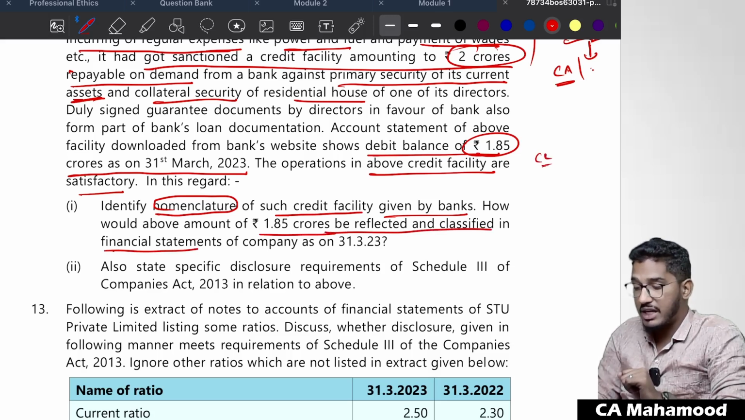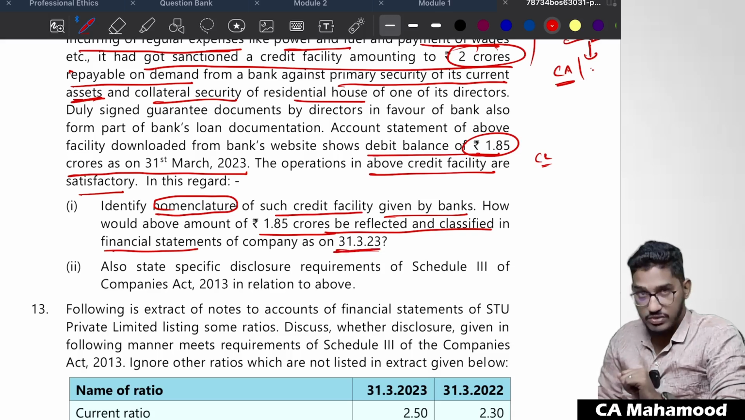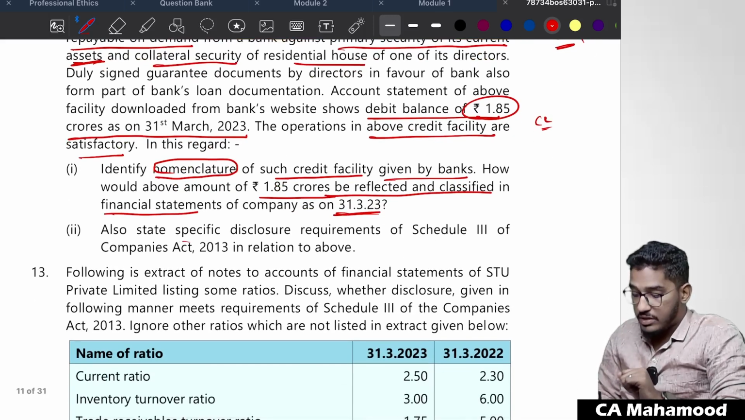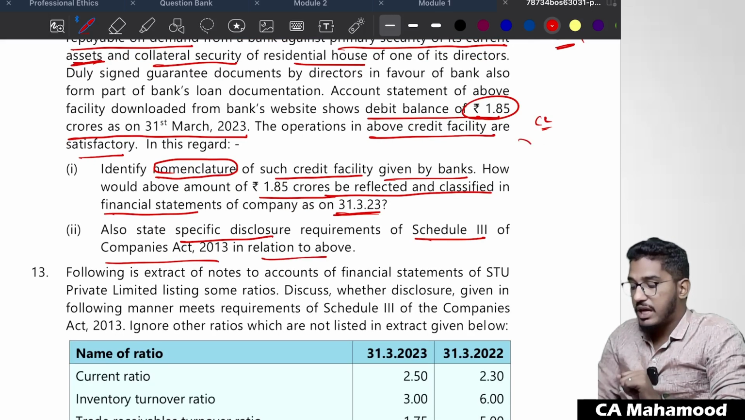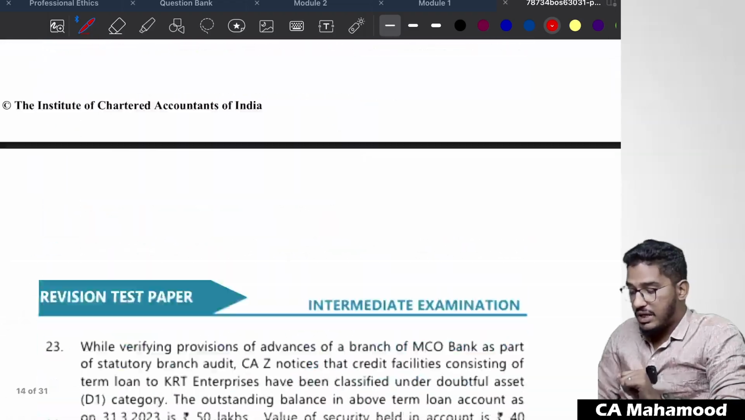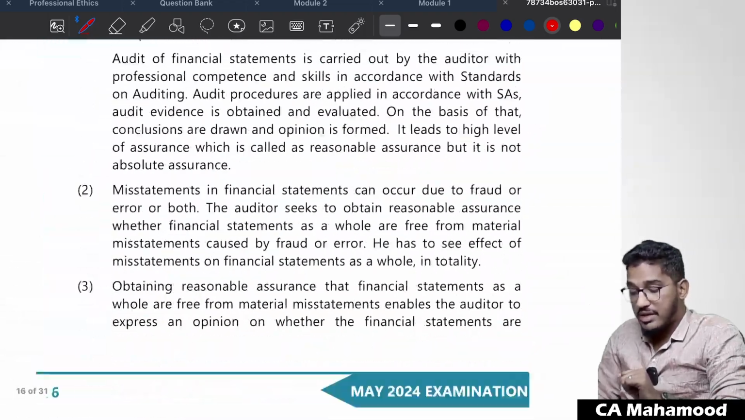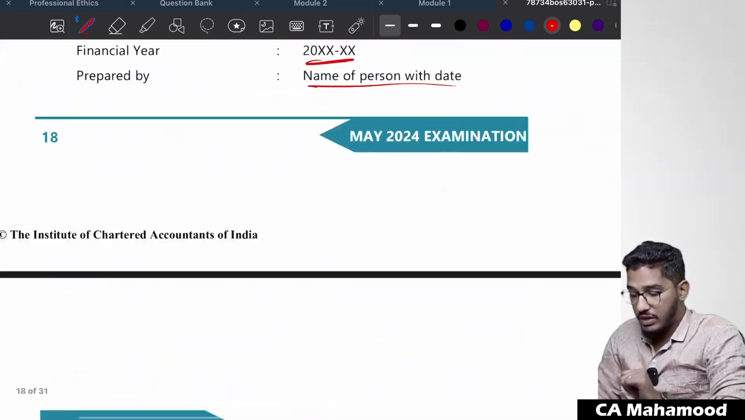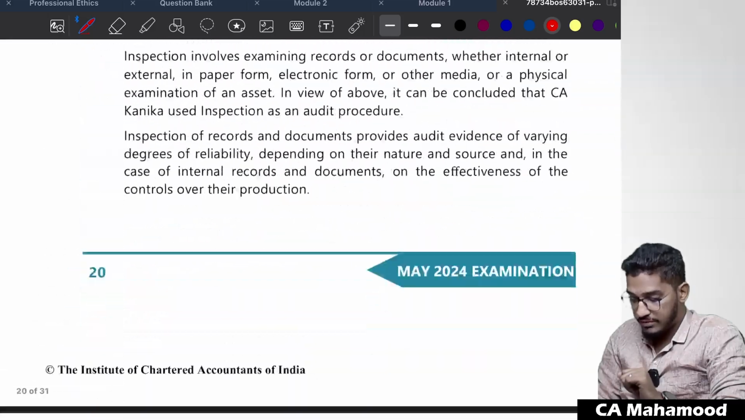You will show it as a current liability. Yes or no, it is a current liability. You have to show it as a current liability as on 31st of March 2023. Also state specific disclosure requirements of Schedule 3 of the Companies Act 2013. And with regard to these loans, what disclosure requirements do you have to give? Once again, they are not asking about auditor's reporting requirements. They are asking you disclosure requirements relating to the loans. So what disclosures are you required to give?